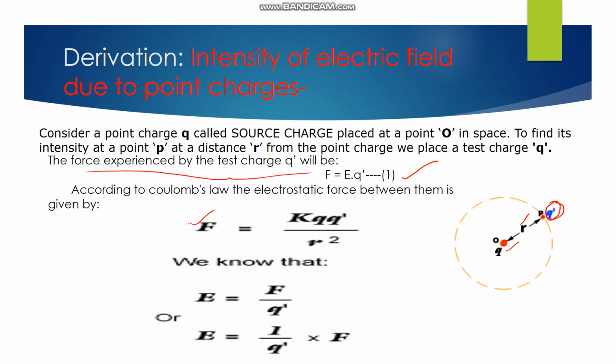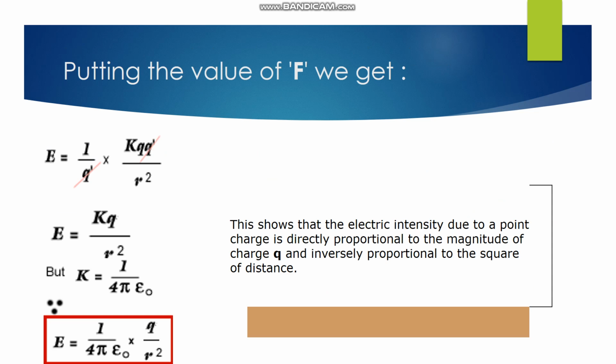As we know that E is equal to F by Q dash, meaning the intensity of electric field at point P, E is equal to F by q. Here in place of q, we take q dash. So this can be written as E equal to 1 by Q dash into F. Now putting the value of F, the Q dash and Q dash cancel out, so we get E is equal to K Q by r square. As we know, K is equal to 1 by 4 pi epsilon naught, so we get the relation E is equal to 1 by 4 pi epsilon naught into Q by r square.